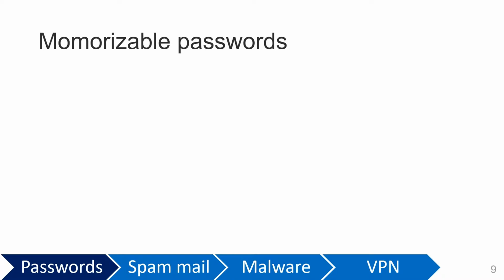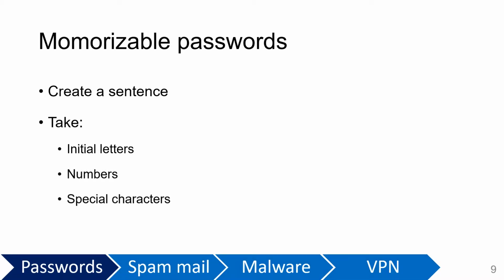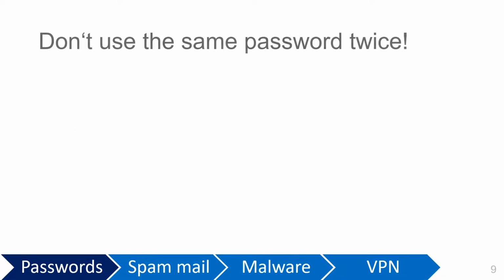I would like to tell you how to create and remember a safe password easily. There's a simple trick. Just create a sentence like, since 2012 I have a cat called Pia. Now you only take the initial letters, some numbers and the exclamation mark. The password would then be S12IHACCP exclamation mark. And quite easily you have a secure password which has a length of 10 symbols and is easy to remember.